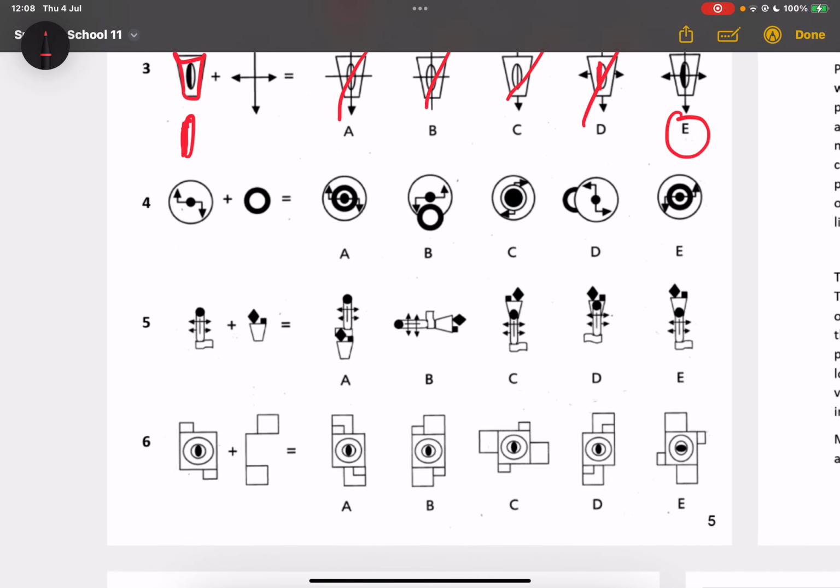Next is 4, so we have a circle with a black circle in the middle and then an S shape with 2 arrowheads at either end.